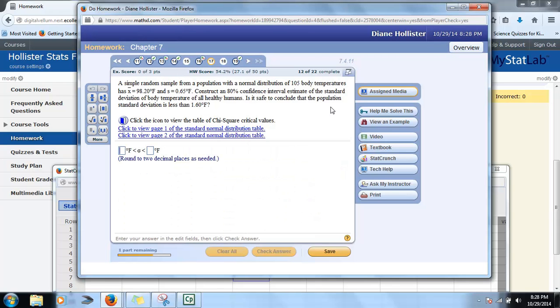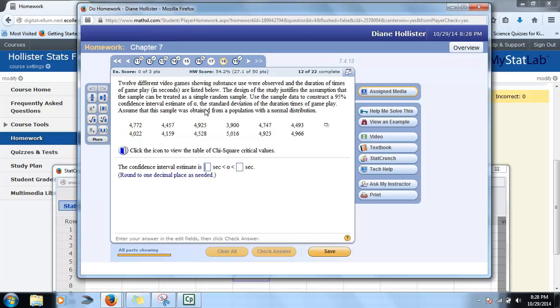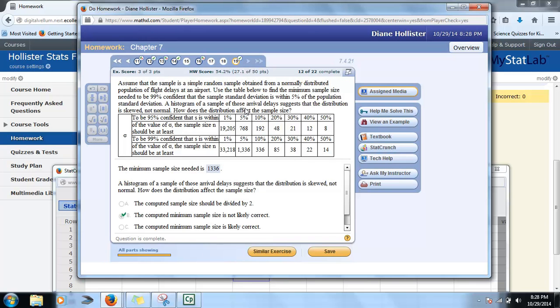The next problem, same thing. Confidence interval for the standard deviation of body temperatures. Here's one where we're finding a confidence interval for standard deviation. This one has raw data instead of summary data. And the last question simply asks us to read the chart and determine the appropriate sample size.